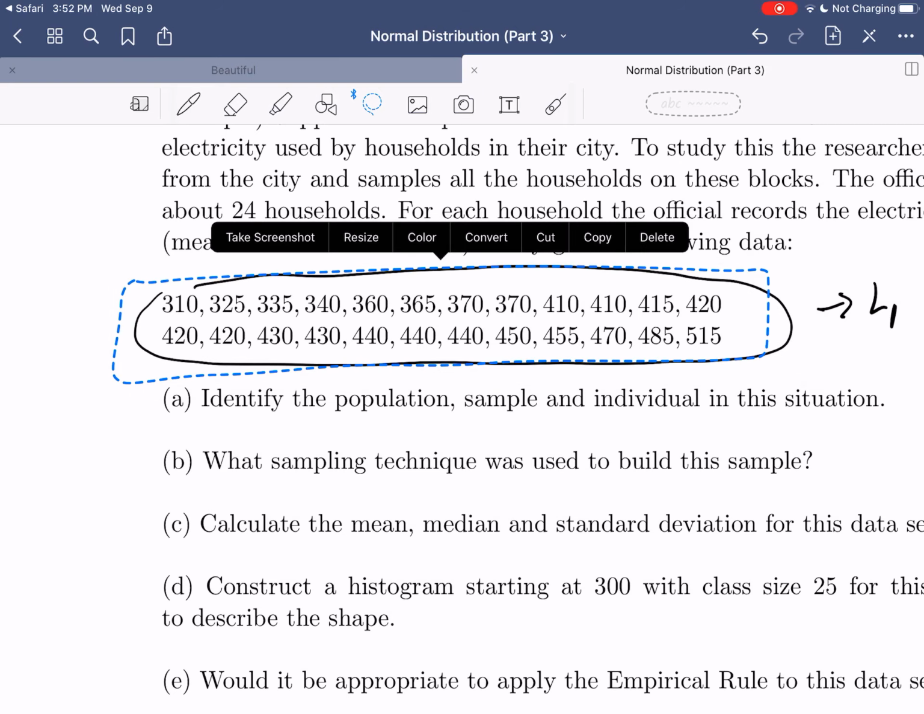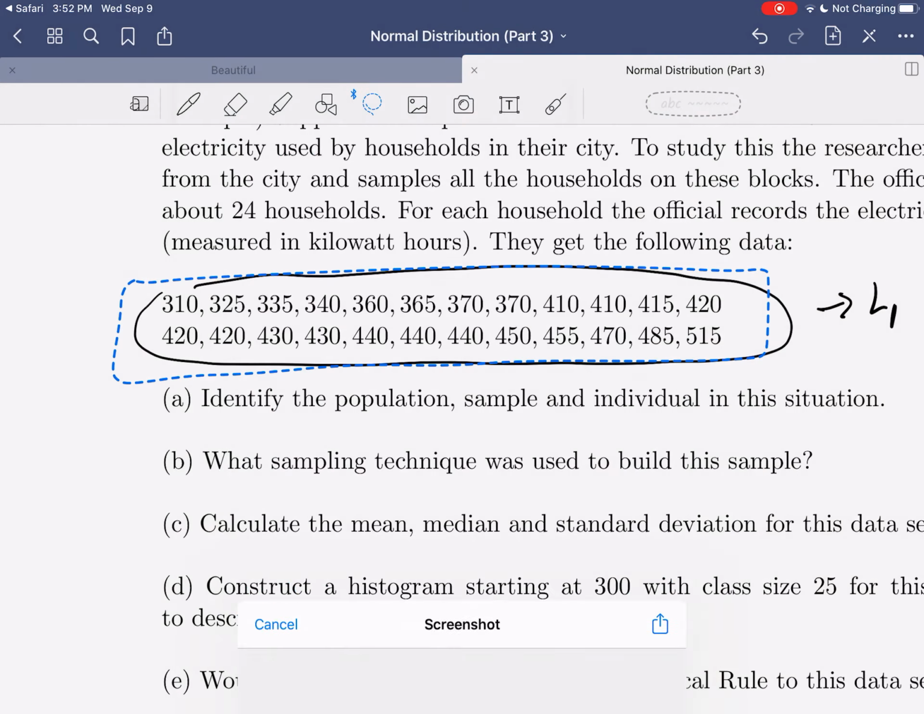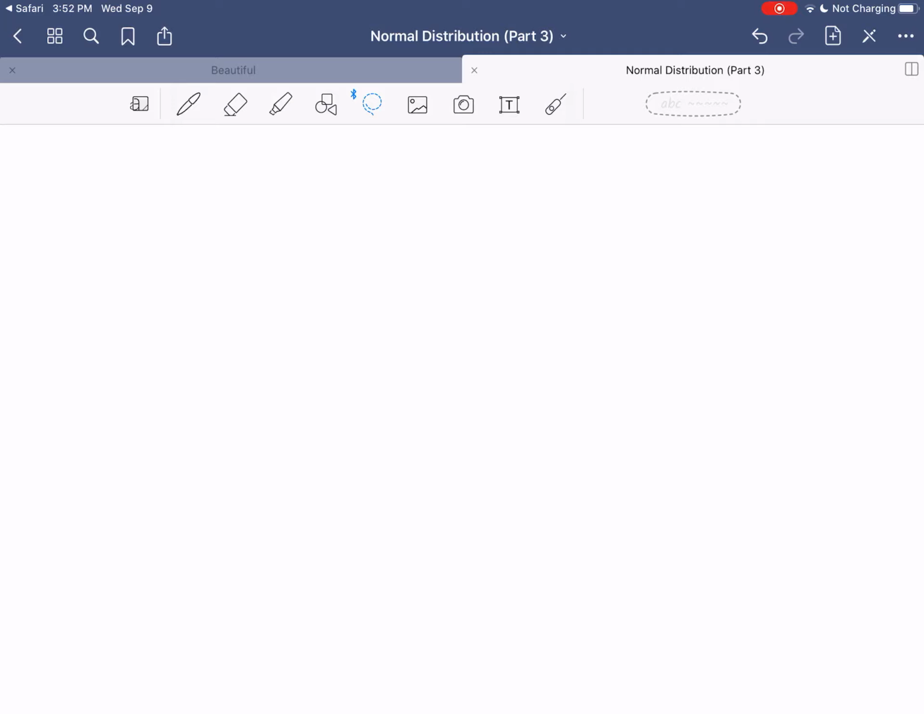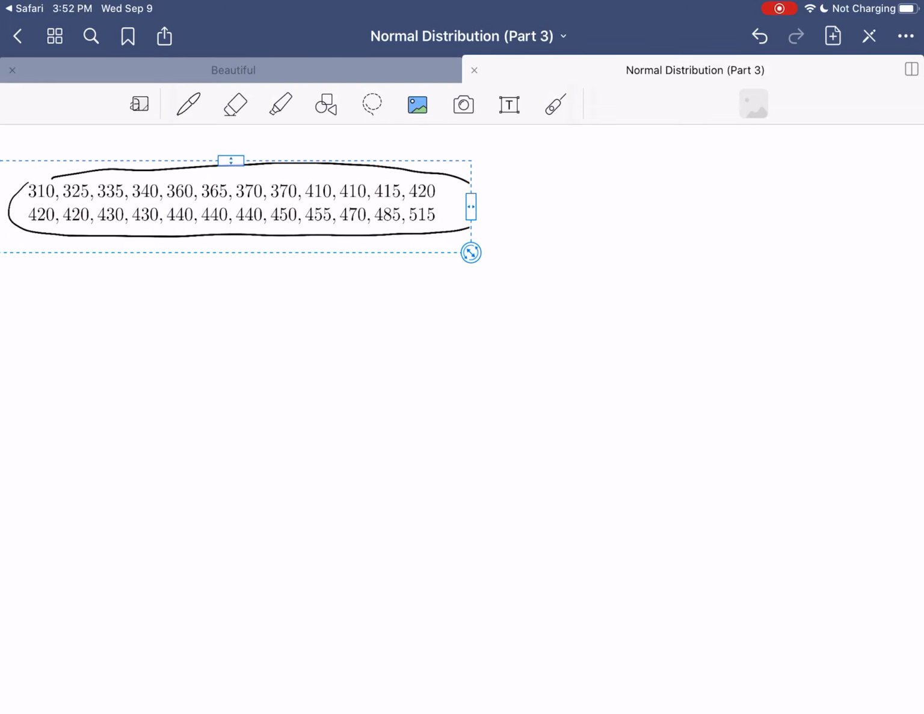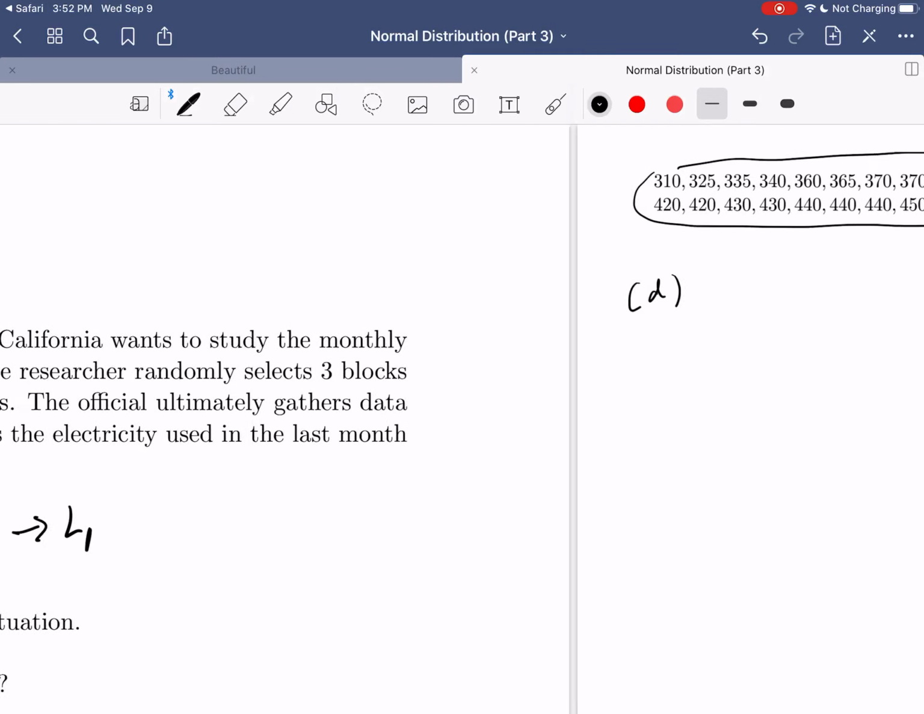I'll do that. Okay, and we'll copy. Perfect. Okay, so let's go ahead and pop that onto the next page here so that we have our data. All right, so this would be, I believe, part D at this point.